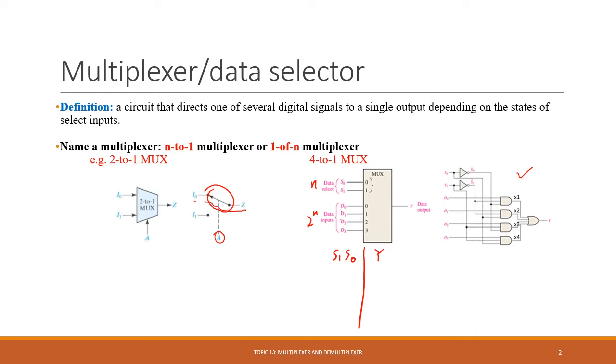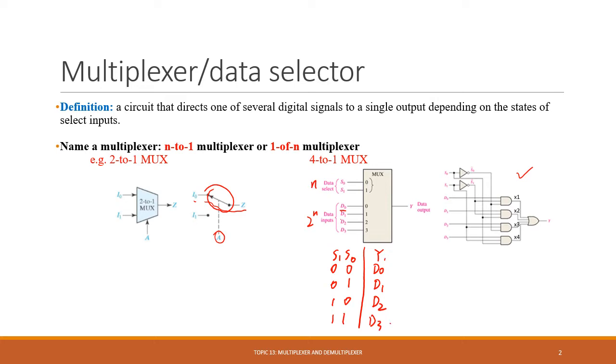So we have y. If this is 0, 0, we know that the data d0 will be passed through to y. So y will equal d0. Whatever value d0 is, y should equal that. And 0, 1, d1; 1, 0, d2; 1, 1, d3.